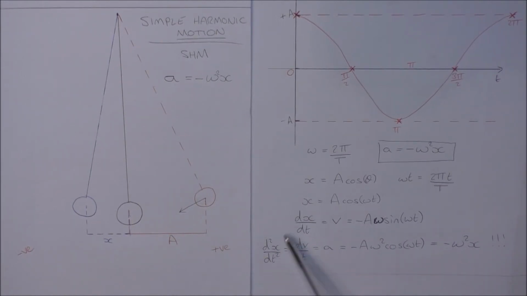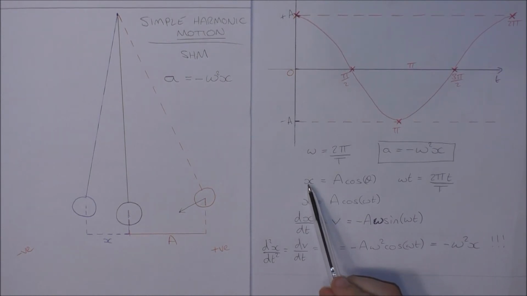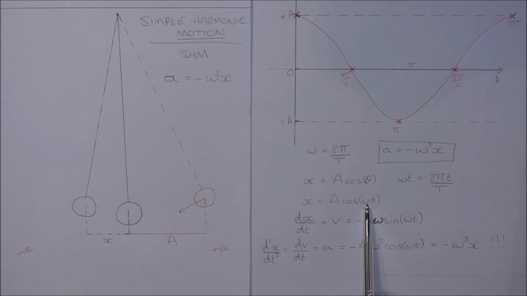All we've done is we've looked at the displacement, we've related it to circular motion and related a time period, omega, and then we've differentiated this expression here to arrive at our equation for simple harmonic motion.